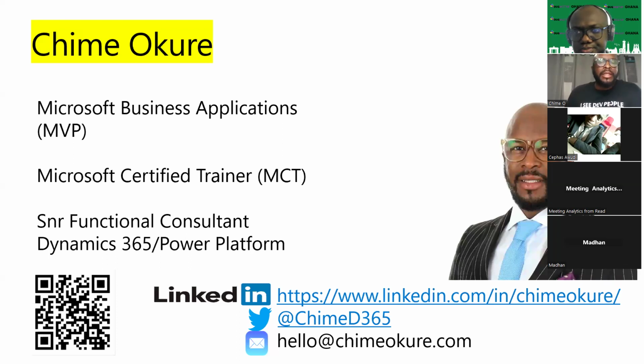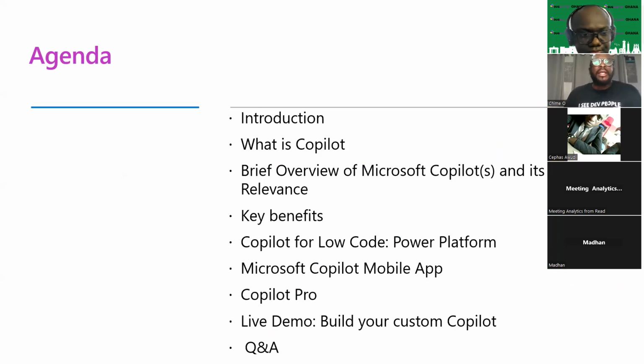So let's dive into the agenda for this session. As you can see, I've got my agenda: the introduction, what is Copilot, what is Copilot all about? We'll come down to an overview of all the Microsoft 365 Copilots, what is relevant, and the key benefits of Microsoft Copilots. We also look into Copilot for low code, which is around the Power Platform landscape. So we look into things like Power Automate, our Canvas and model-driven apps, and also our Power Pages as well, and Power Automate.